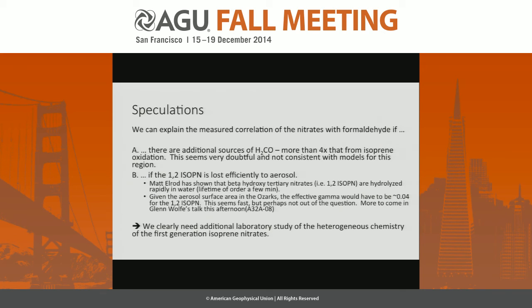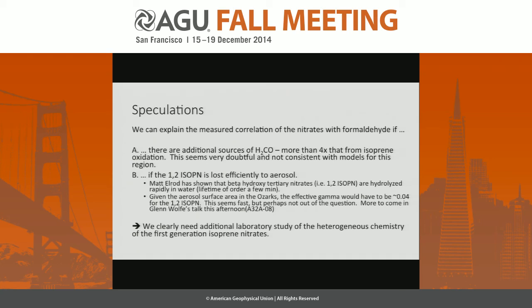So now turning to a quick speculation. What is going on here? One possibility, of course, is that there are additional formaldehyde sources. And of course, there are additional formaldehyde sources in the field compared to the lab. And we've run a box model, and that can explain only a small fraction of this difference.